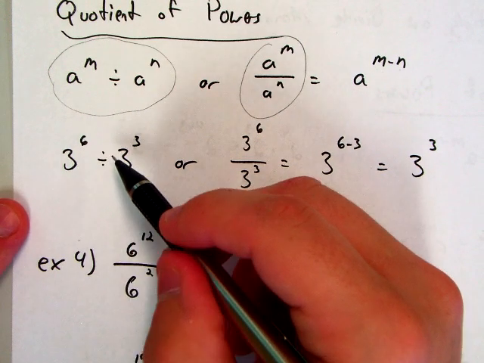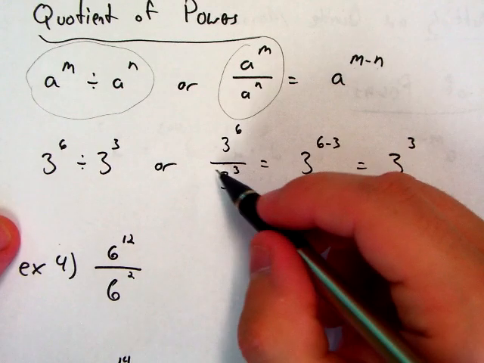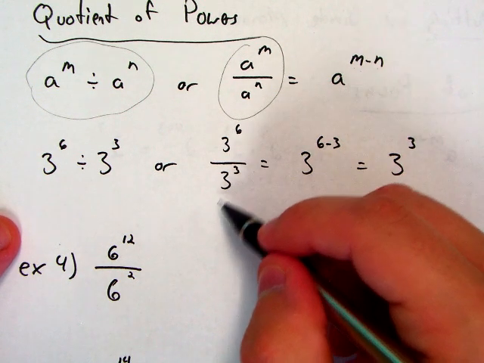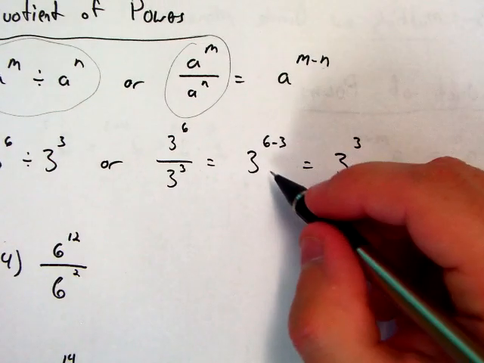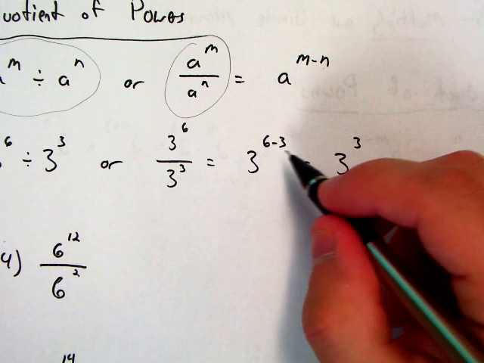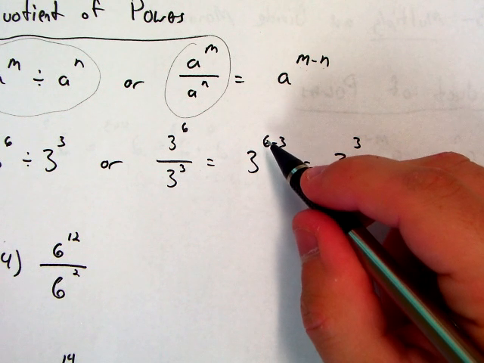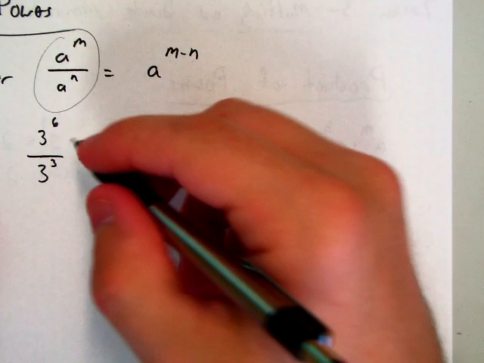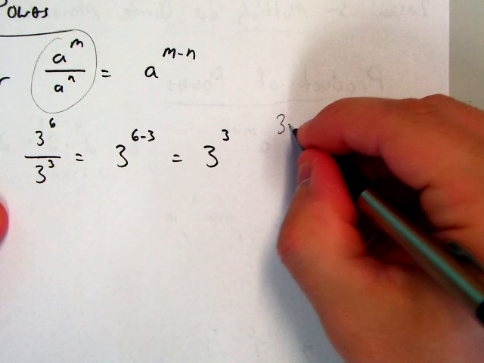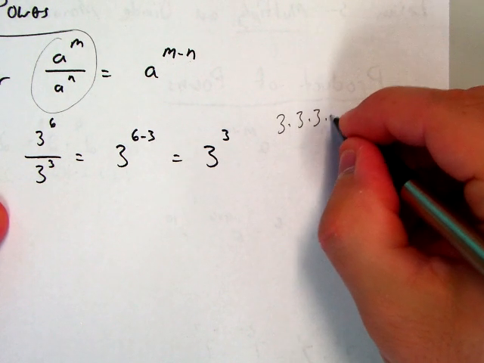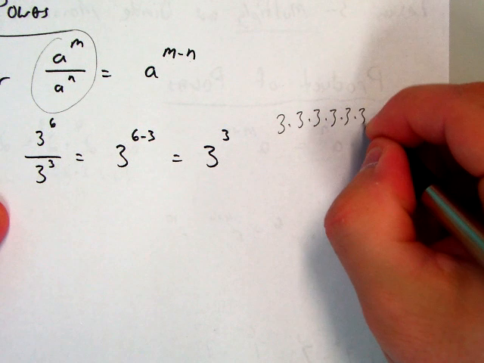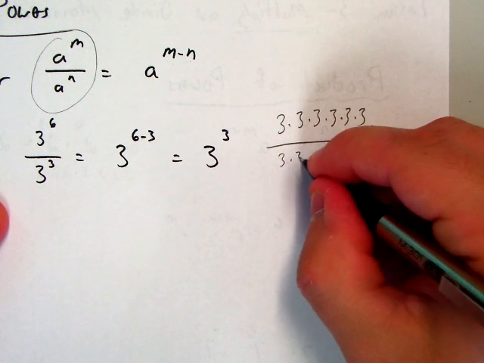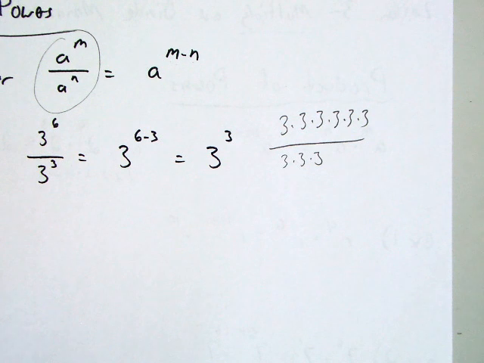More concrete example, 3 to the 6th divided by 3 to the 3rd could also be written in fraction form, 3 to the 6th in the numerator, 3 to the 3rd in the denominator. Subtract the exponents, so it's 3 raised to the 6 minus third power, so it would be 3 to the third. And if you think about this, 3 to the sixth is 3 times 3 times 3 times 3 times 3 times 3. And then 3 to the third is 3 times 3 times 3.